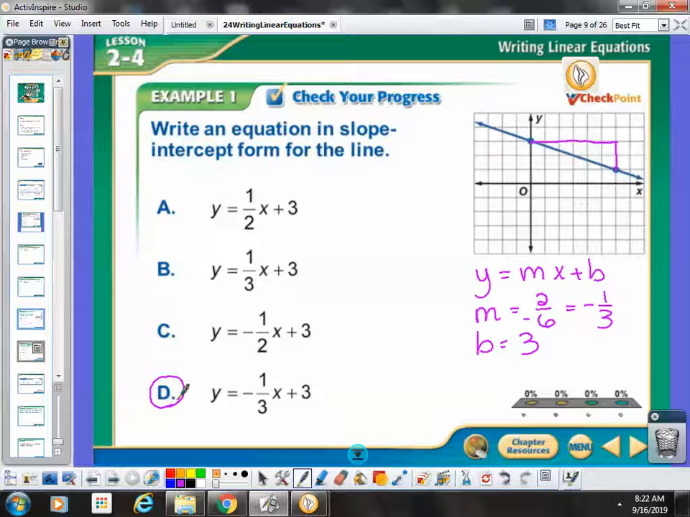So you're going to have to look at your graph. It might be easy to pick out the slope and the y-intercept. Sometimes you might have to just use a point to help us find the y-intercept. If we have a graph, we can probably find the slope using rise over run.